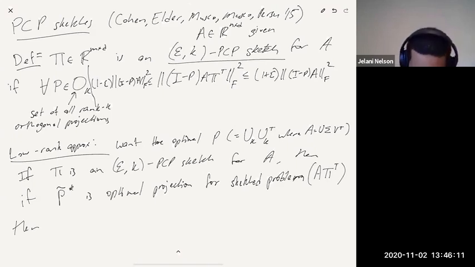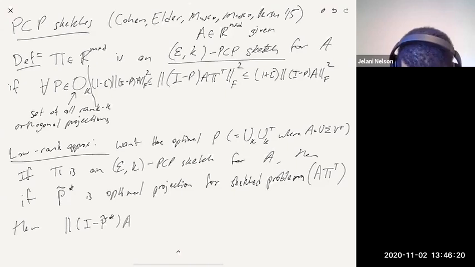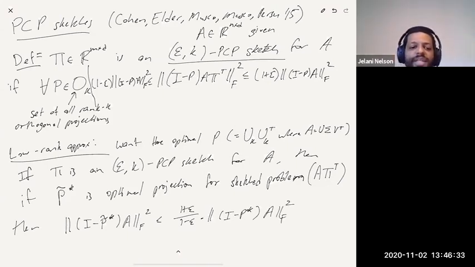When we first talked about regression, you'd get something like: the norm of (identity minus P tilde star) A in Frobenius norm squared is at most (1 plus epsilon) over (1 minus epsilon) times the norm of (identity minus P star) A in Frobenius norm squared. Does that make sense? So if you optimally solve the sketched version, you would have a near optimal solution for the original version. We saw this already when we talked about regression, right?